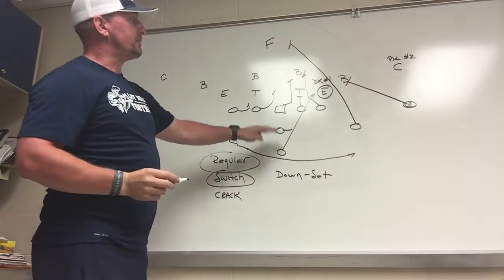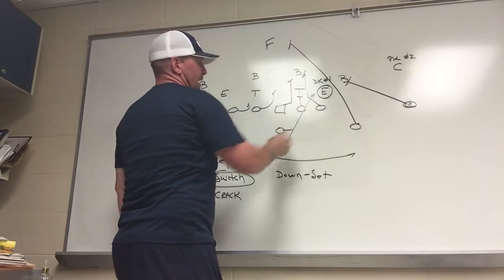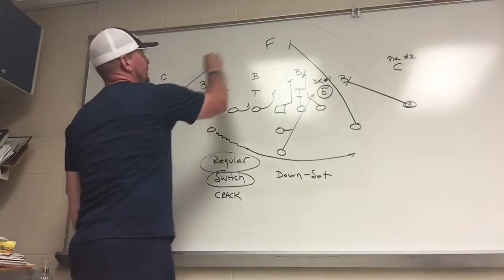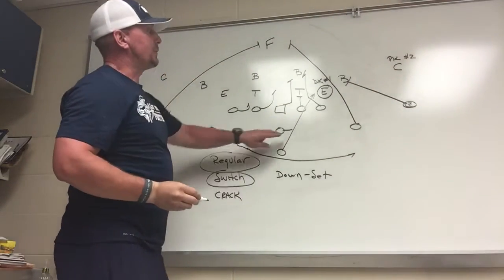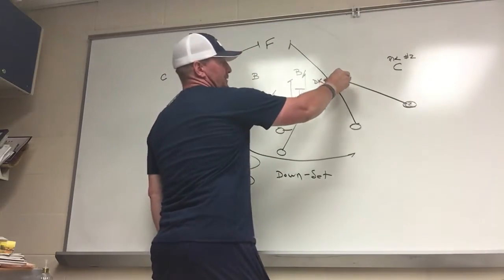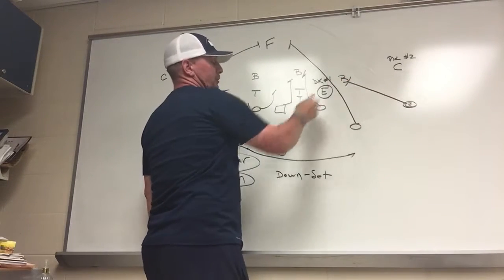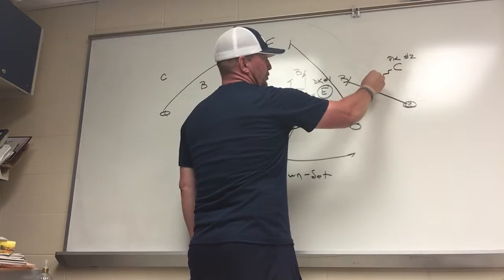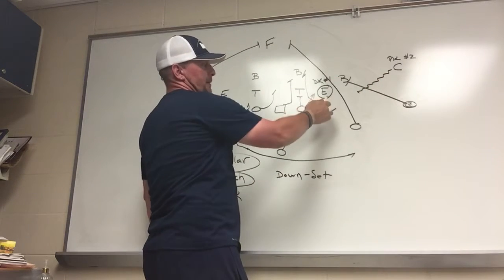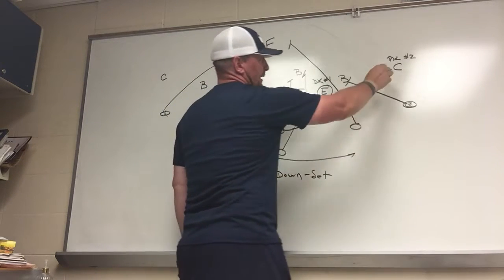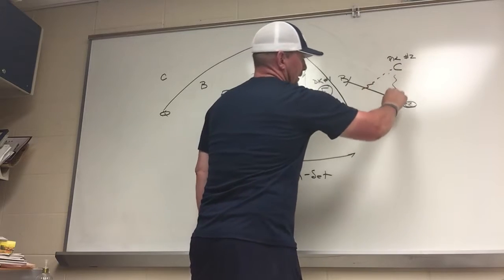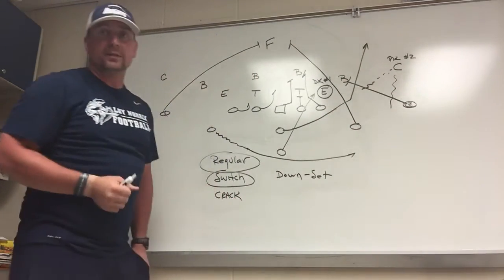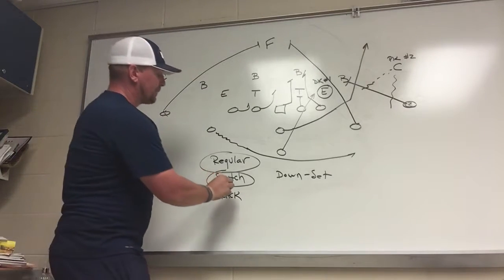So now when we're running veer, everything here is the same. We still have the same motion. We still have the same action. The line's still doing the same thing. We still have our lookout block from the backside. But now, instead of reading this outside backer, if we get a receiver who makes a good crack block, now it goes to the next level. So now we're forcing this corner to make a decision. Is he going to come in and play the quarterback, or is he going to come up and play that guy? And if he does that, you can notice right there how big the hole and how big the gap is. So this is our crack block scenario.